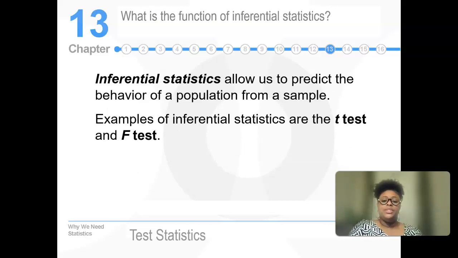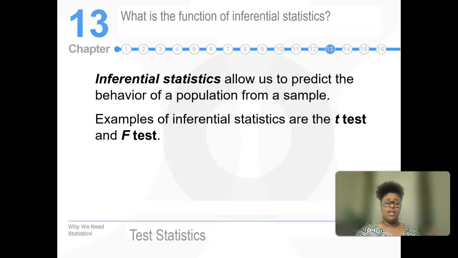Inferential statistics allow us to predict the behavior of the population from a sample. Examples of inferential statistics are the t-test and the f-test. The t-test is a simple test that looks at the significant difference between one IV with two levels and how those may or may not impact one DV. The f-test is used for a broader scope of variables. So I may have two or three independent variables that I'm testing on maybe two different dependent variables.